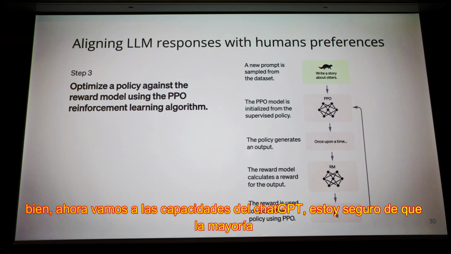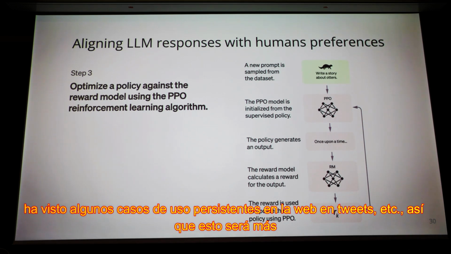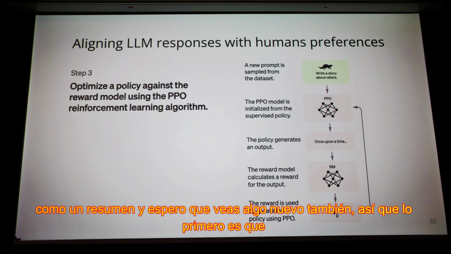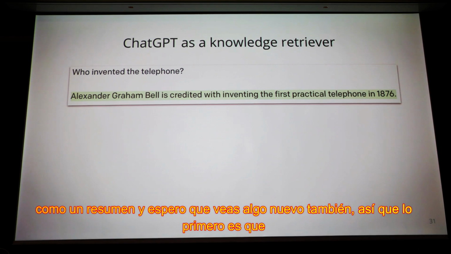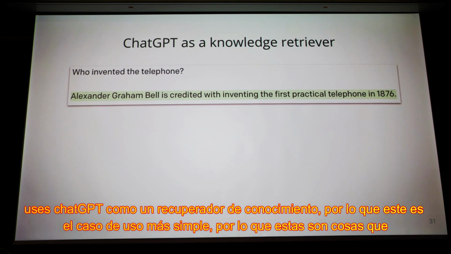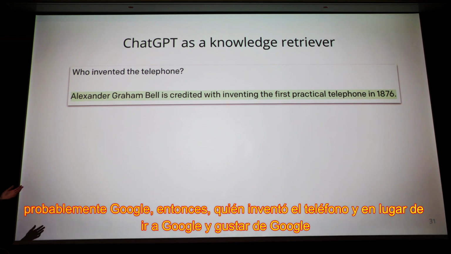All right, so now let's go to the capabilities of ChatGPT. I'm sure most of you have seen some use cases on the web, on tweets, and so on. So this will be more like a summary, and hopefully you see something new as well. The first thing is that you can use ChatGPT as a knowledge retriever. This is the simplest use case. These are things you'd probably Google. So, who invented the telephone?